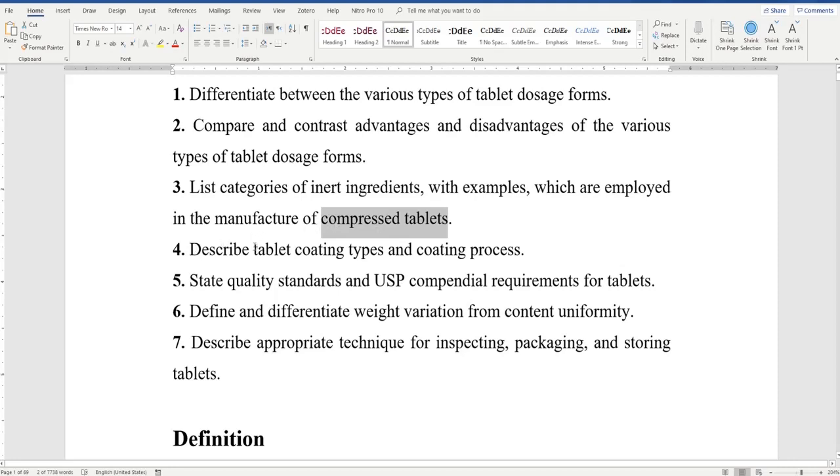Now, also you need to learn about different coating types that we apply in the coating process to tablets. These coatings can be functional coatings or just plain coating. So you need to know about the coating process and the types of coating and how we do them. Also, as with every topic, you need to know about the quality standard tests that are applied to tablets.